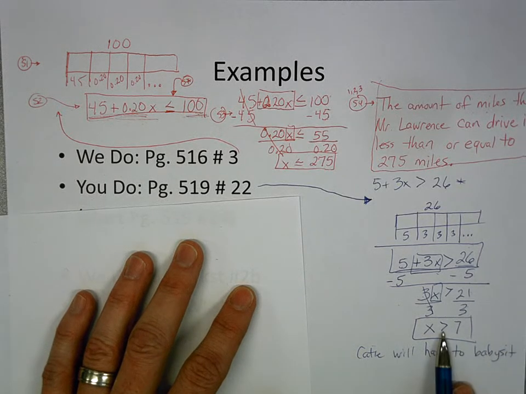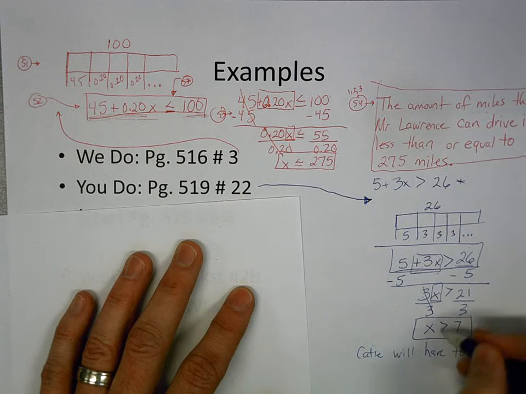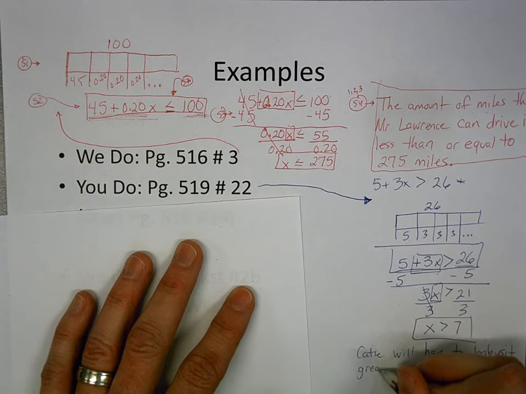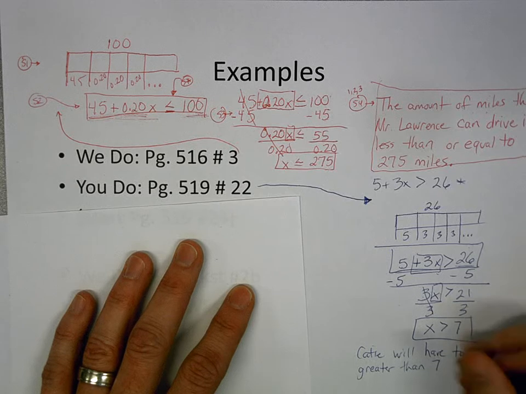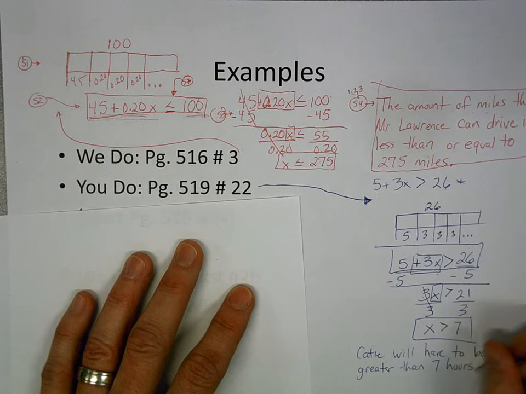That's a greater than sign, so that's the second one. So greater than. And then, of course, 7. And that last part, 7 what? She'll have to babysit greater than 7 hours. Put our units on there.